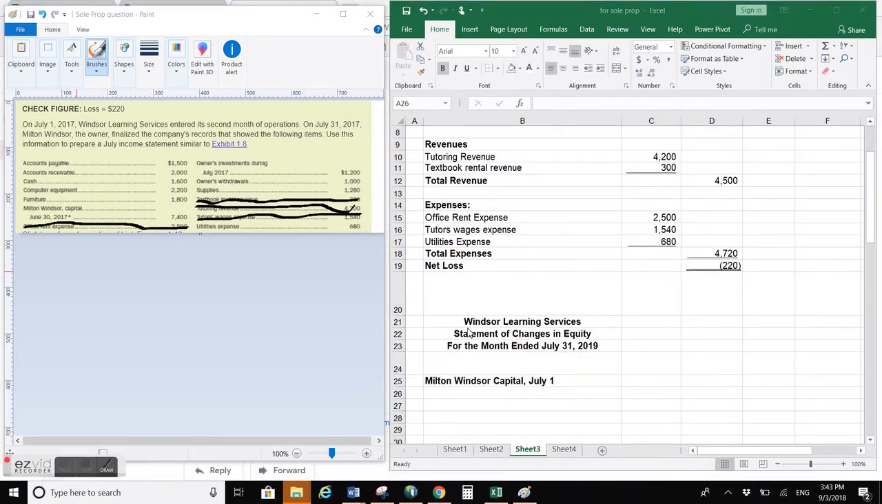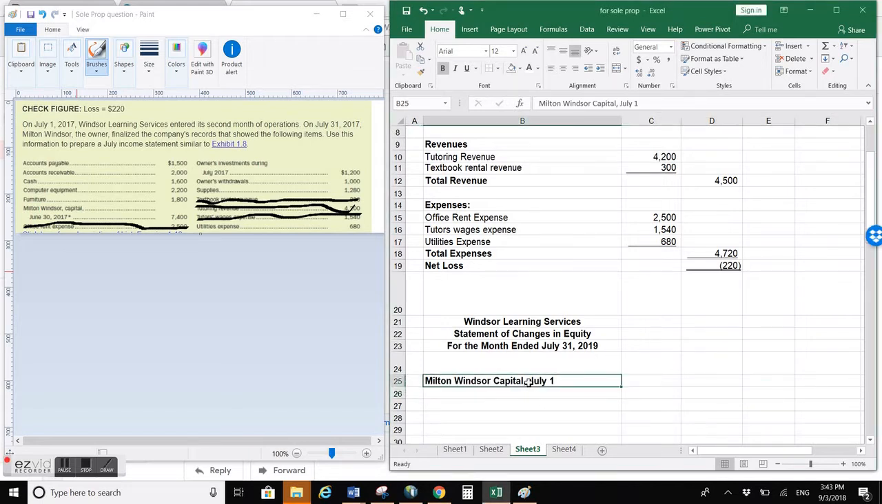All right, next we have the statement of changes in equity. Equity talks about the ownership stake in the company. This statement is also for a time period, so it's for the month ended July 31st. So this statement will tell the story of the owner's stake in the company throughout the month of July and how that changed. This company happens to be a sole proprietorship.